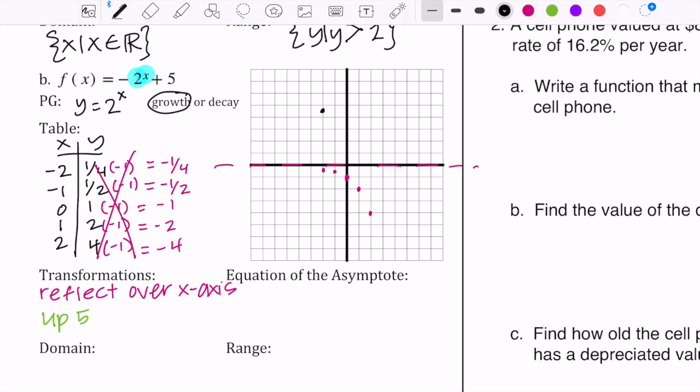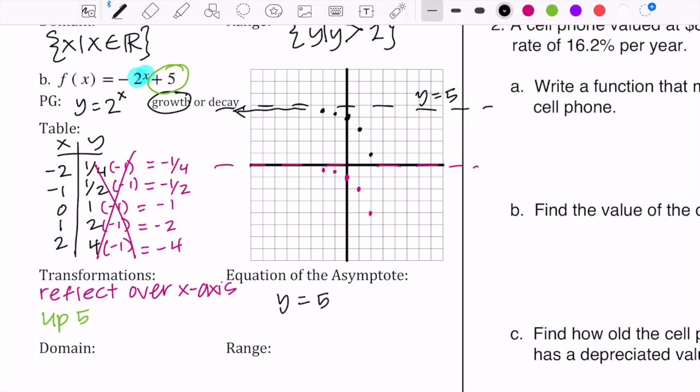And then we have 5, and then 5, up 5, and then up 5. So when we move that up 5, it moves our asymptote up 5, and we've also made the connection over and over again that the vertical shift is always the value of our asymptote. And since it's a vertical shift, that's why horizontal asymptotes are y equals. So this is y equals 5.